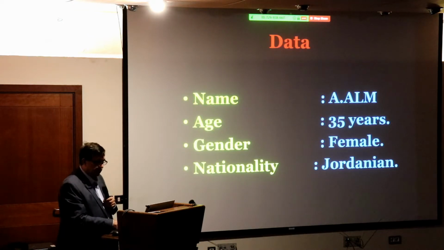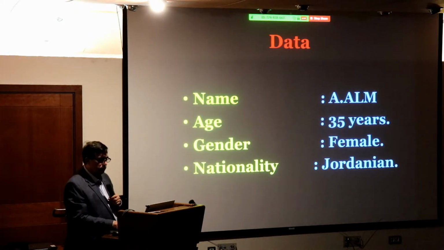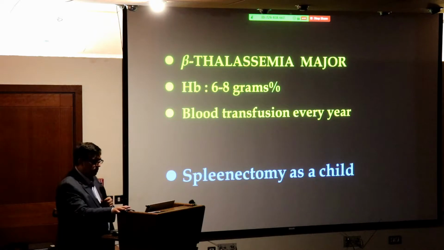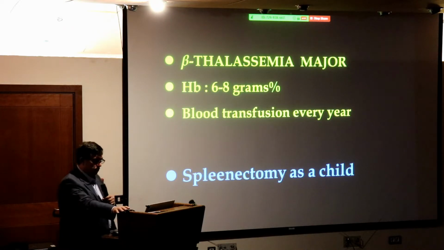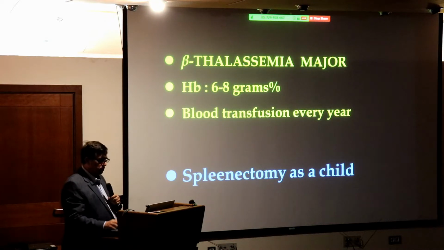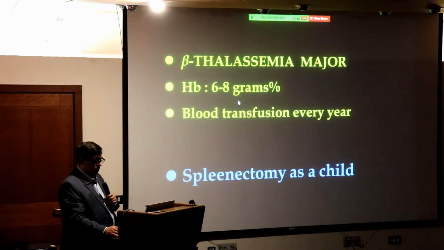Our case for today is this 35-year-old female patient from Jordan. It's beta thalassemia major, and we understand what beta thalassemia is. As we said, it's the beta chain or beta globin, and 2 alleles are affected, with severe manifestations. Her hemoglobin lies between 6 and 8 grams, and she had multiple blood transfusions every year. As a child, she had a splenectomy.